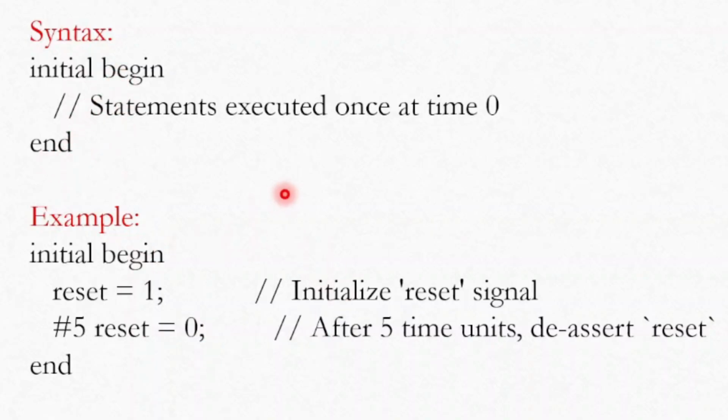In this example, at time 0, we initialize the identifier reset to 1. After 5 time units, we assign reset to 0.